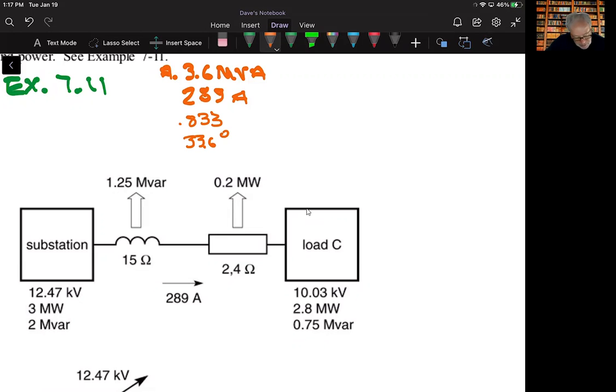All right, now part B says, what is the active power absorbed by the load? Well, what we're given here is this information for this resistive component of 0.2 megawatts that is dissipated in the line. So the power to the load is going to be P sub L. And then I have an equation for power that says it's I squared R, right?